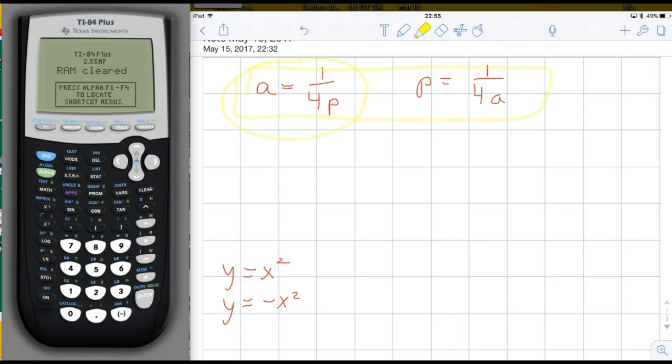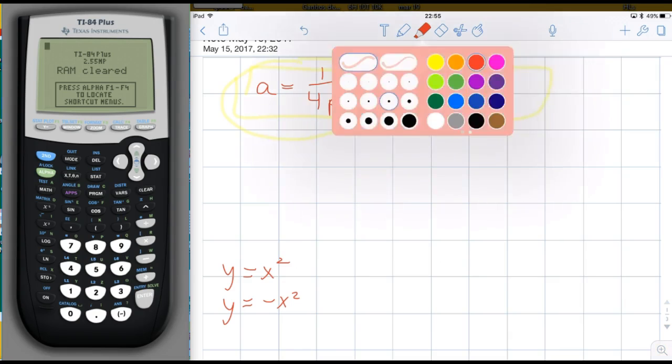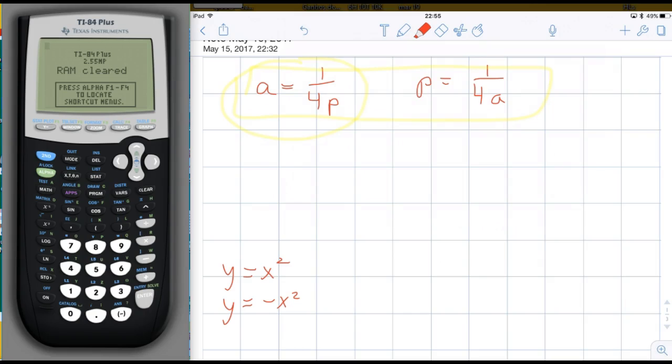Okay? And what's kind of nice about these is that, if you look at it, to go from P to A, or to go from A to P, it's basically the same formula. You just switch the A's and the P's. That's the nice thing about these rational functions. Okay? So I think it's easier if I just demonstrate how it works. So let's do that. Okay?